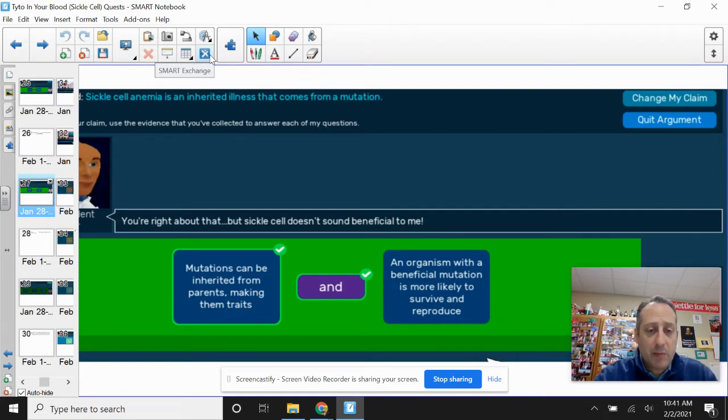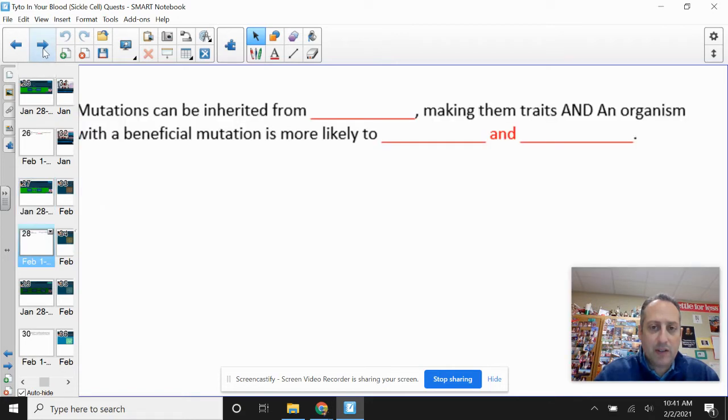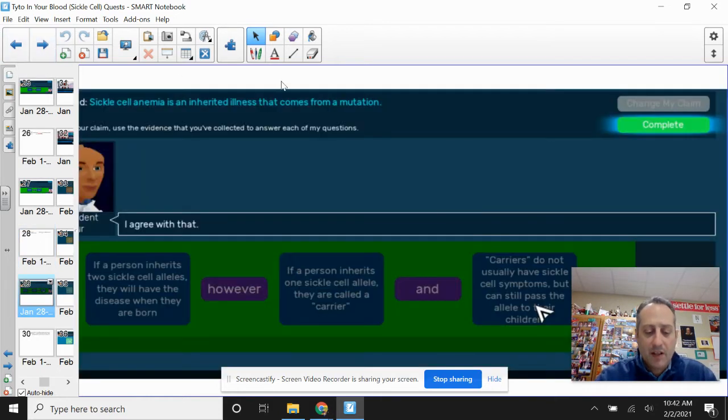Second argument, mutations can be inherited from parents, making them traits. An organism with a beneficial mutation is more likely to survive and reproduce. That actually goes into how we evolved, accumulating beneficial traits. So they're more likely to inherit from parents, and you're more likely to survive and reproduce. Argument 5C, if a person inherits 2 sickle cell alleles, they have the disease when they're born. If they inherited 1 sickle allele, they're a carrier, and carriers don't have sickle cell symptoms, but they can still pass that allele on to their children.